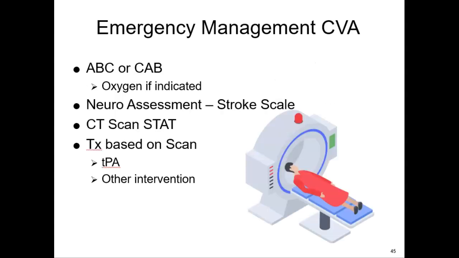And I lied to you guys. We're doing the emergency management. Again, I just wanted to make a slide for this. These are the core measures for stroke. So again, ABC, CAB, depending, oxygen if indicated, you want to do a neural assessment using the stroke scale, CT scan stat, and then the treatment is based on the scan.